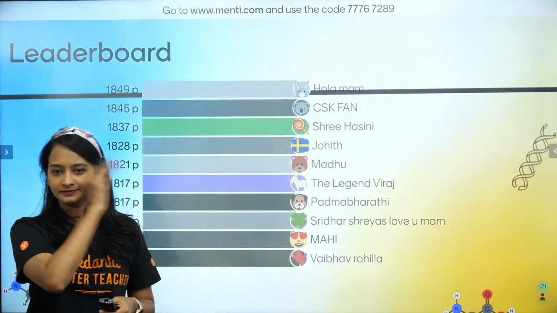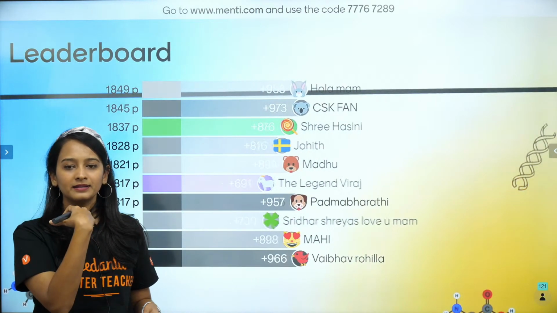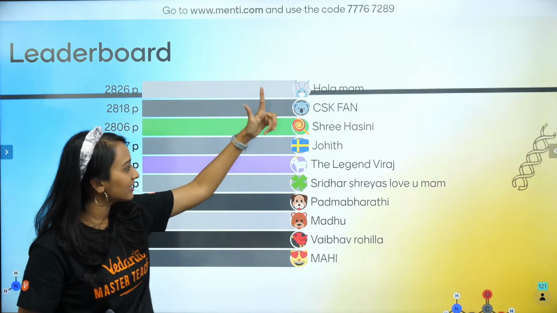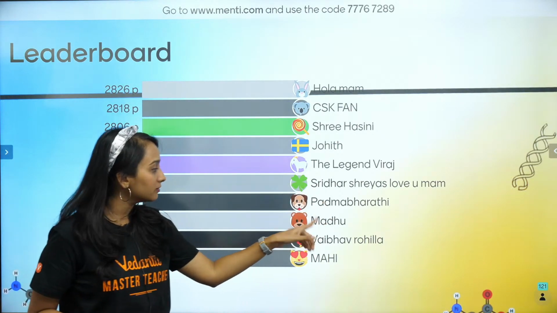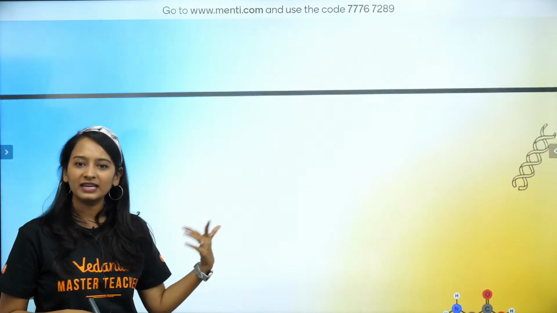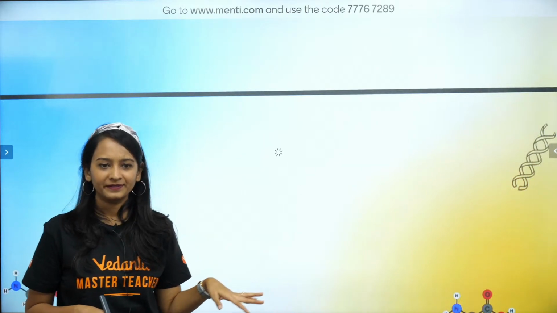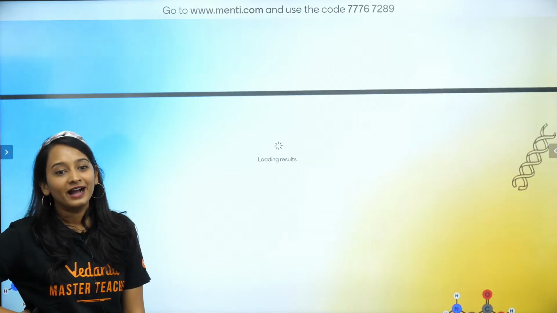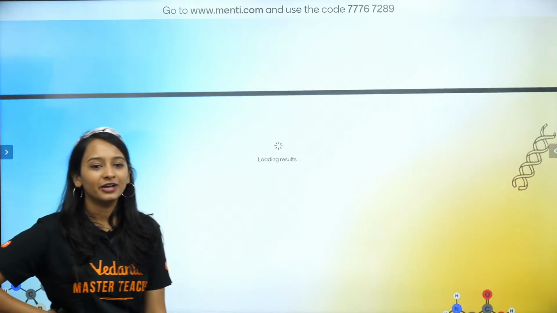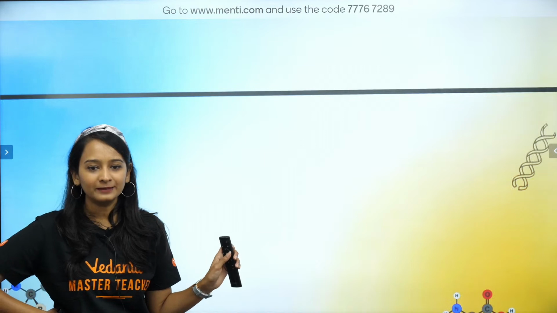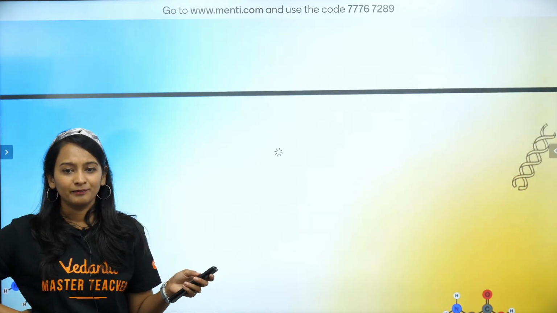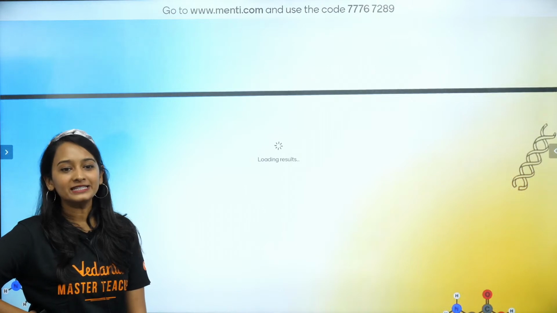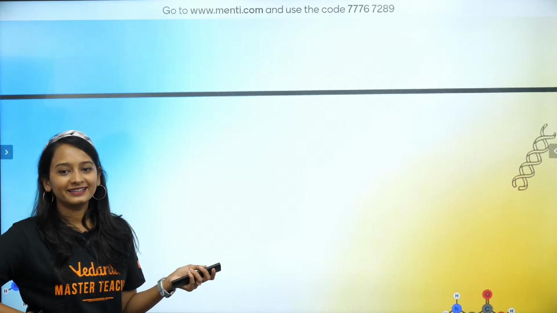Okay? So, there's something wrong with Menti here. Something very wrong with Menti. I don't know what is happening. Let's see. So, we have Hola ma'am, CSK fan, Hasini, Johit, Viraj, Sridhar, Padma, Bharati, Madhu, Vaibhav and Mahi. I guess it's the same leaderboard, no? Something is wrong today. I'm gonna give up. I am gonna give up now. I am leaving from here. Menti is not listening to me today. I don't know what to do with Menti. I am very angry. Disappointed. So disappointed. What do I do? Menti.